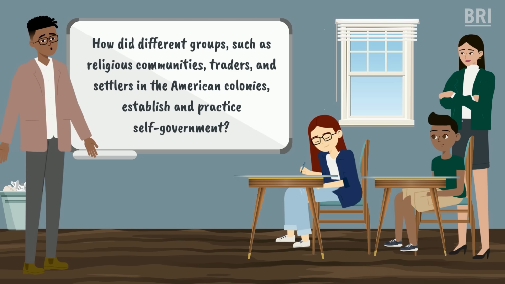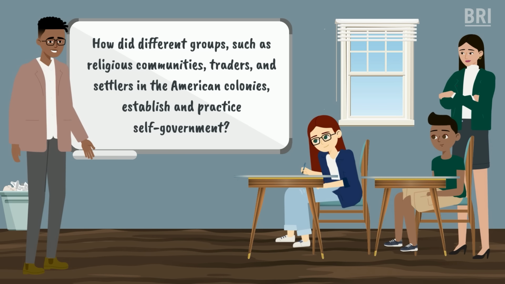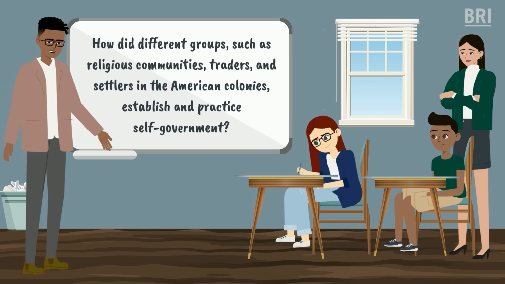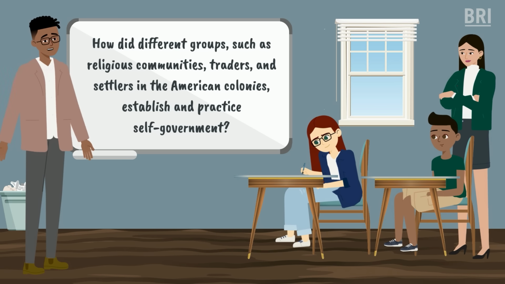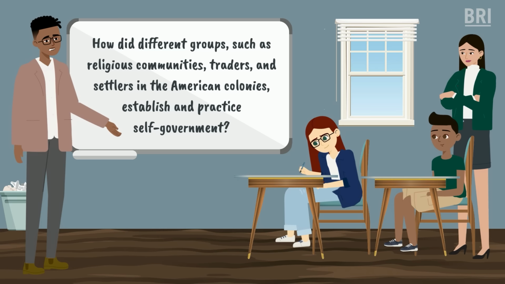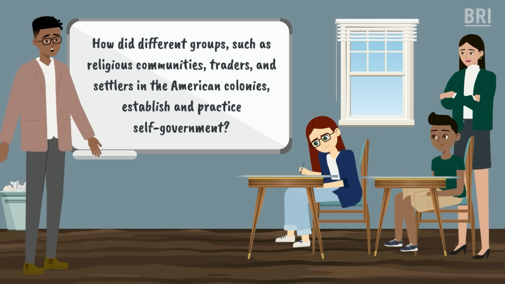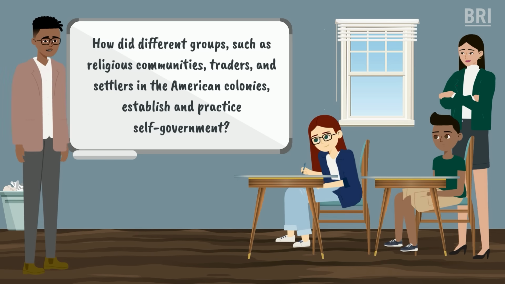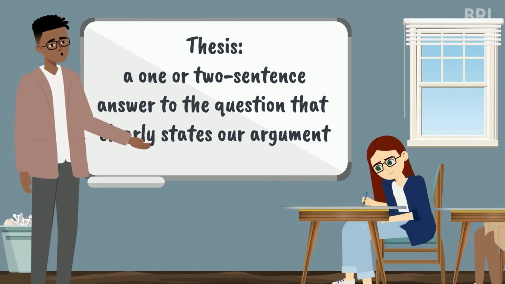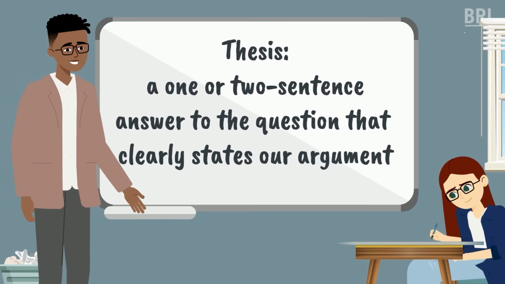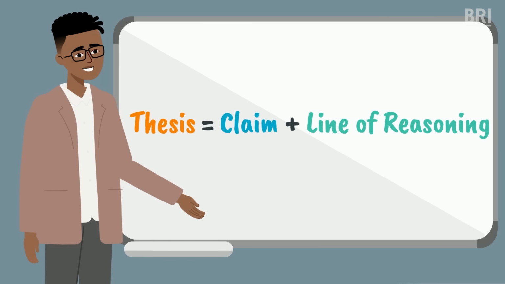So let's return to our historical question. How did different groups, such as religious communities, traders, and settlers in the American colonies, establish and practice self-government? With our understanding of the historical significance of the Mayflower Compact from the painting, we can use that knowledge to answer this important historical question. But to answer the question, we need a strong thesis. A thesis is a one or two sentence answer to the question that clearly states our argument. It is a claim plus a line of reasoning.